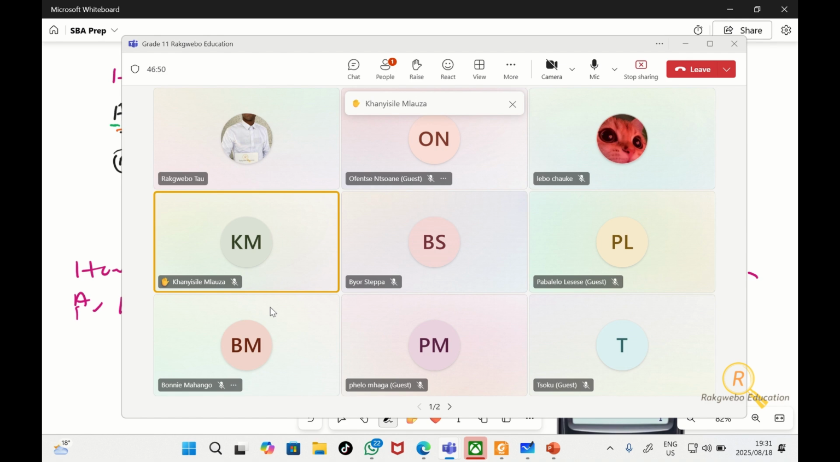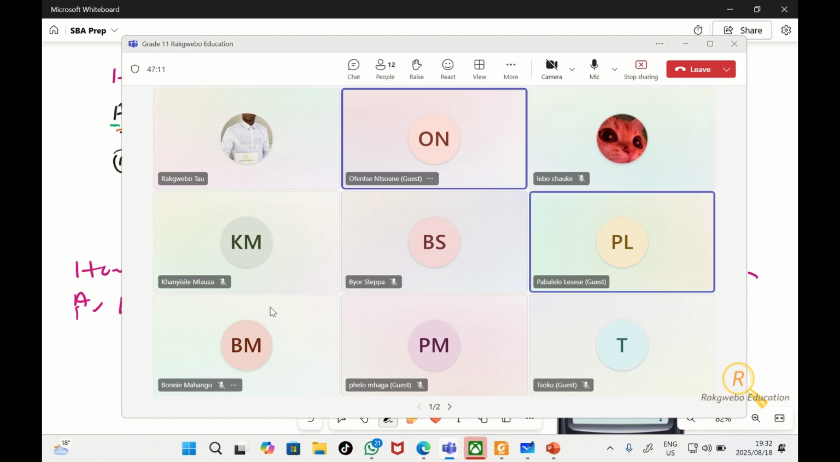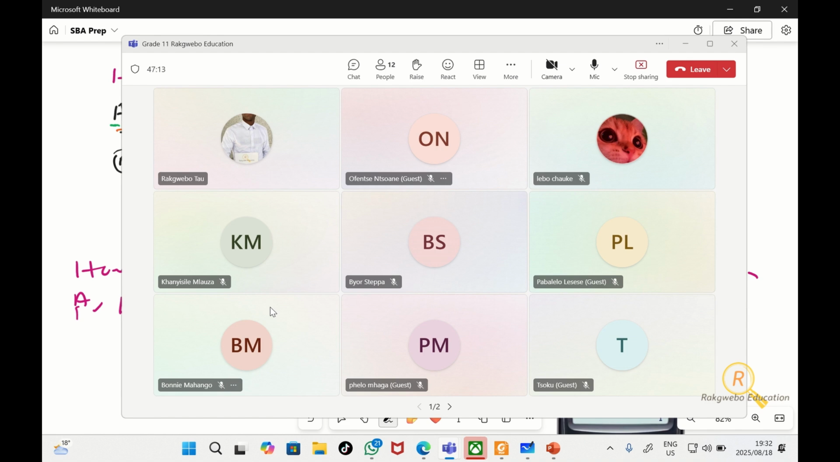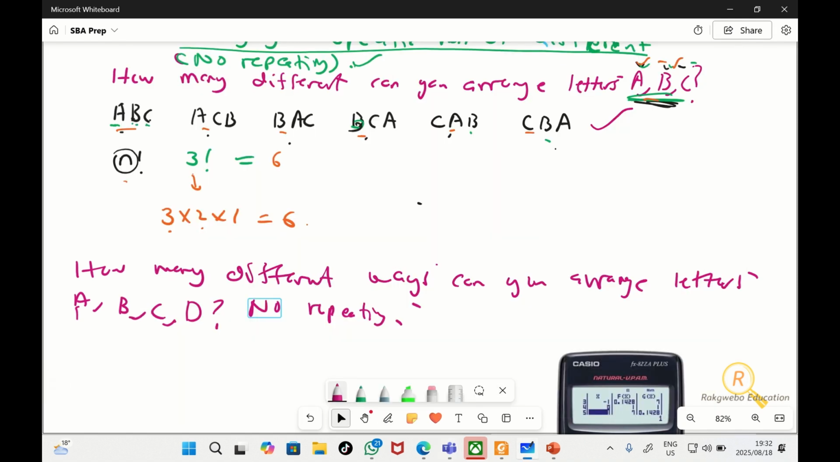Okay, what did you get? 24. I got 24 and the next person got how much? 24. So the correct answer is indeed 24. So it's just 4 factorial.